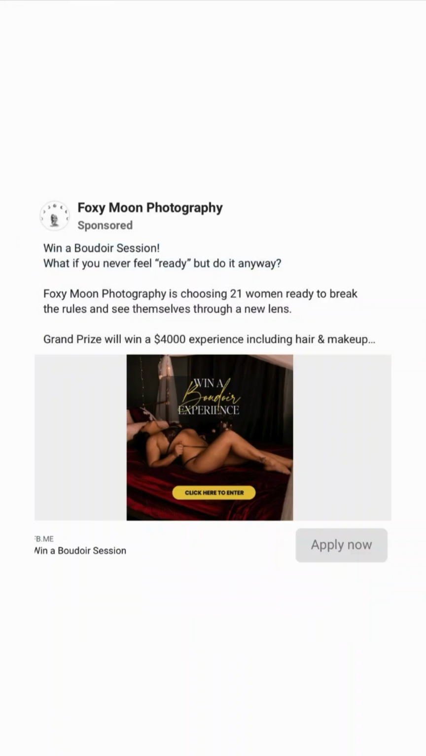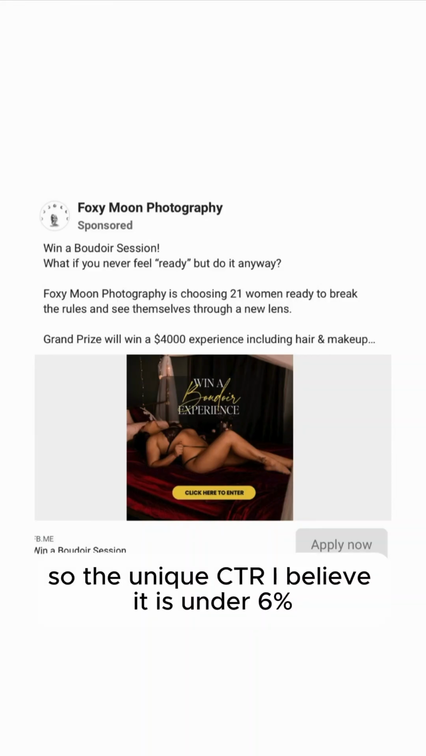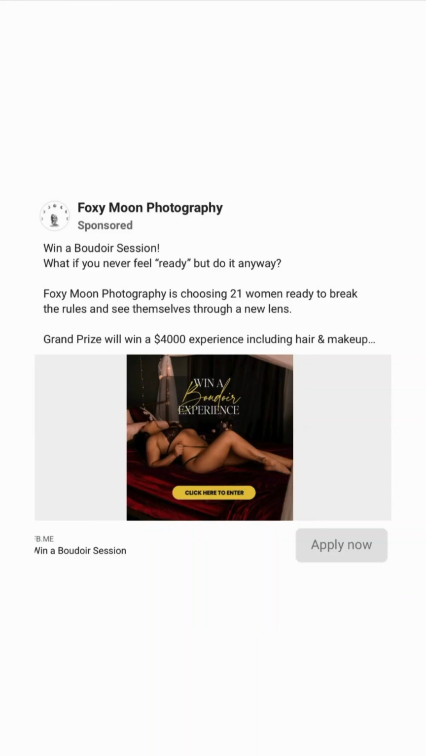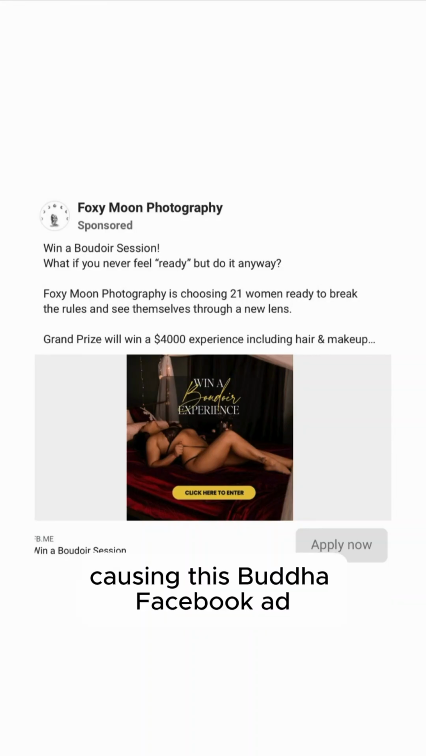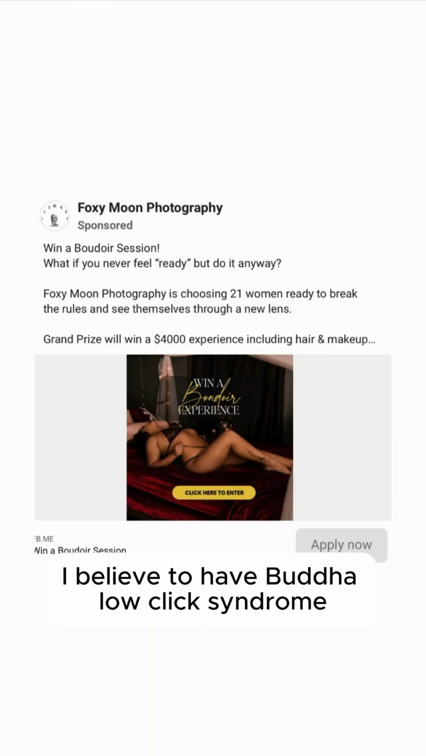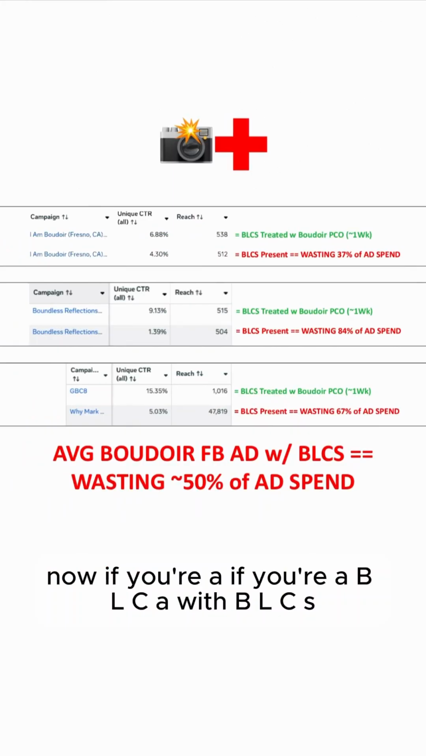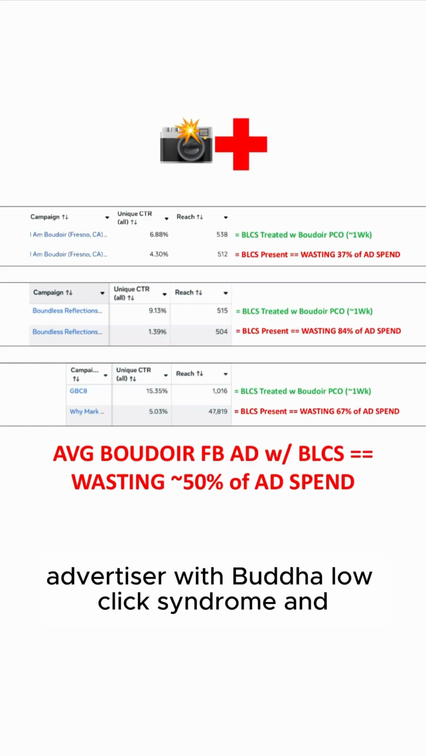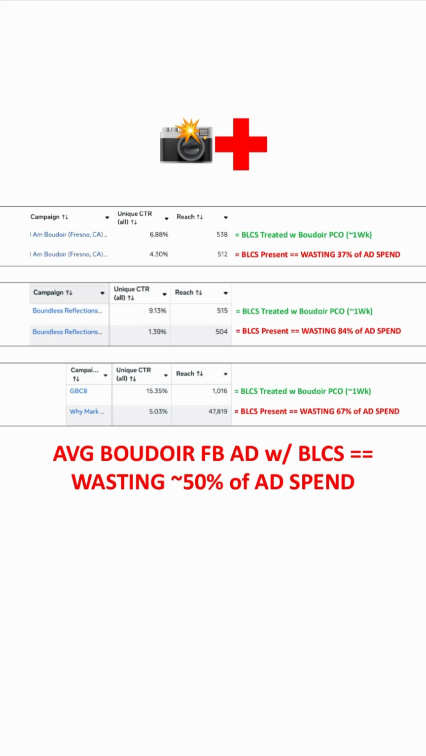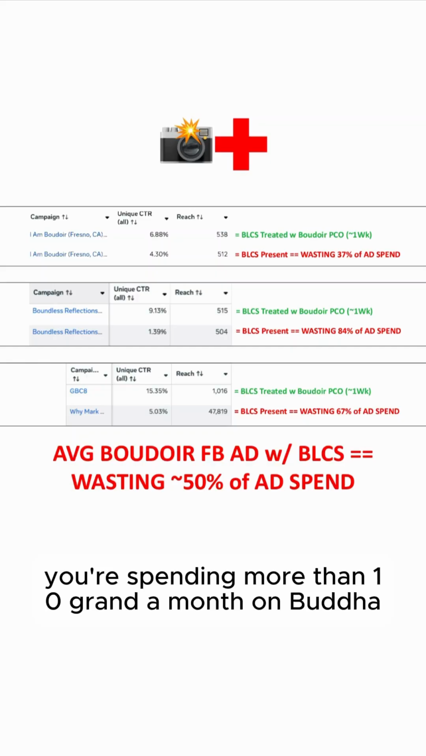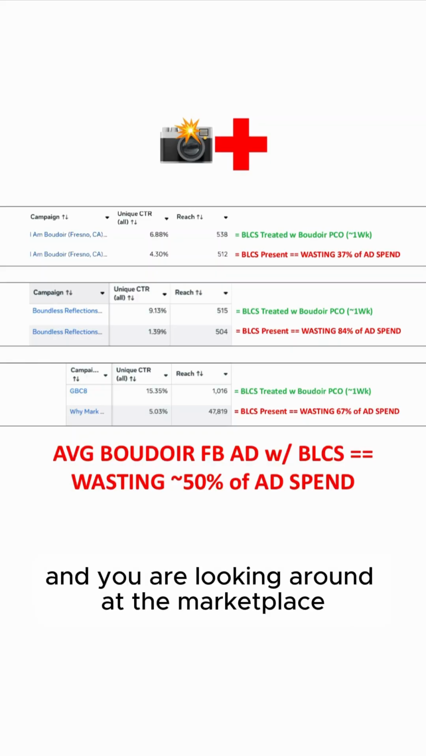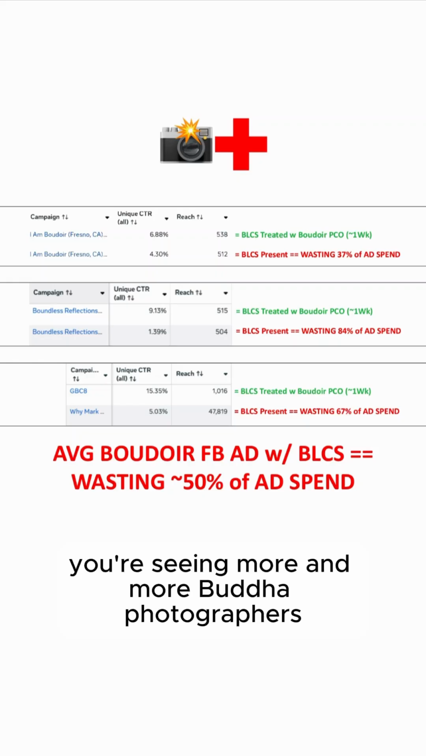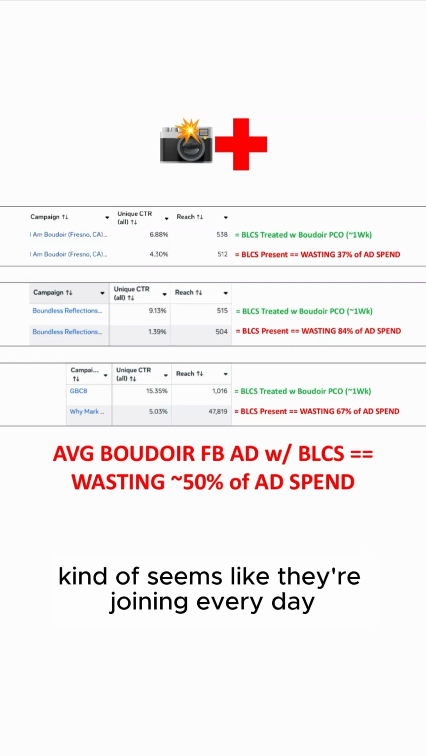So looking at this, yes, this boudoir Facebook ad, yes, I do believe it has. So the unique CTR, I believe it is under 6%, causing this boudoir Facebook ad, I believe, to have boudoir low click syndrome. Now, if you're a BLCA with BLCS, a boudoir low click advertiser with boudoir low click syndrome, and you're spending more than 10 grand a month on boudoir Facebook ads, and you are looking around at the marketplace, you're seeing more and more boudoir photographers, and seems like they're joining every day.